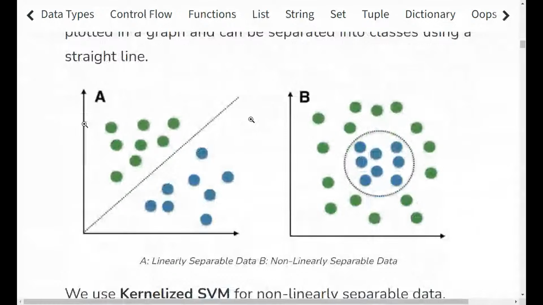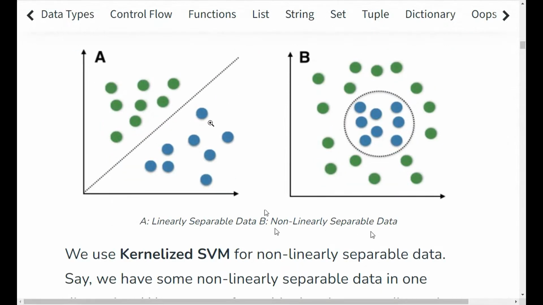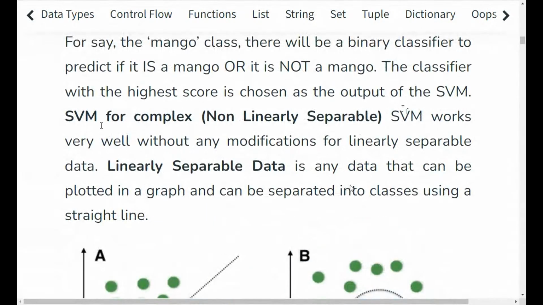We have a graph which is having the green dots, and you have this linear line separating them. Linear lines are used to separate the two clusters. Okay, and second we have non-linear separable data. So here we are saying SVM works very well without any modification for linearly separable data. Linearly separable data is any data that can be plotted in a graph and can be separated into classes using a straight line.